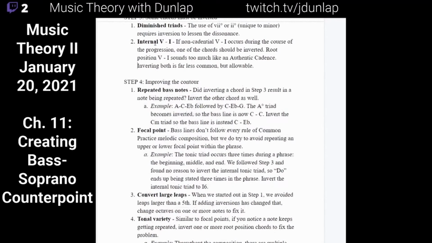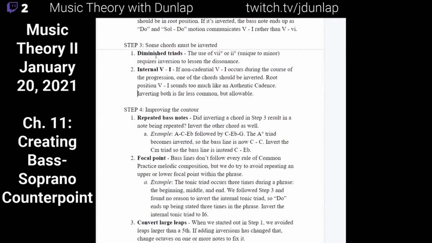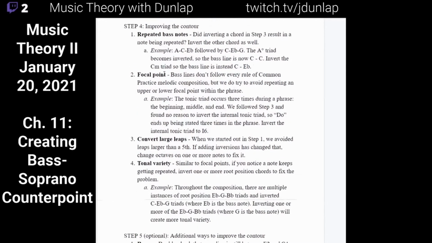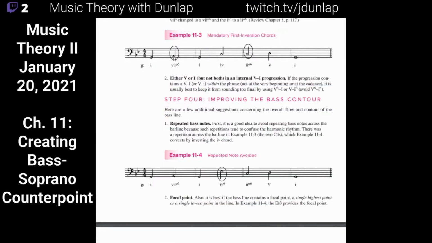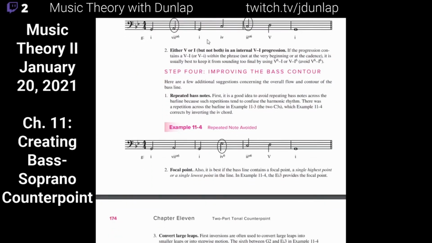Next, step 4, improving the contour. So now that we've done these things with step 3, where we've inverted 7, diminished 2, and we've inverted into something in an internal 5-1 progression, we're going to check out what this has done to our contour. So let's take a look at what this did to the contour of the progression.